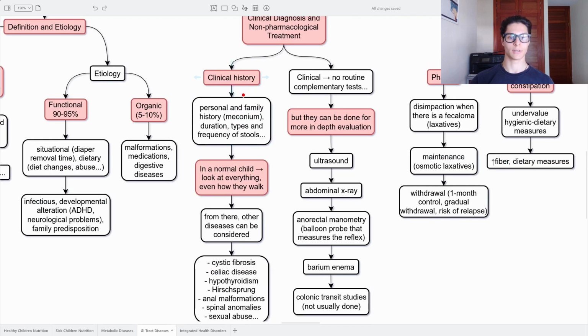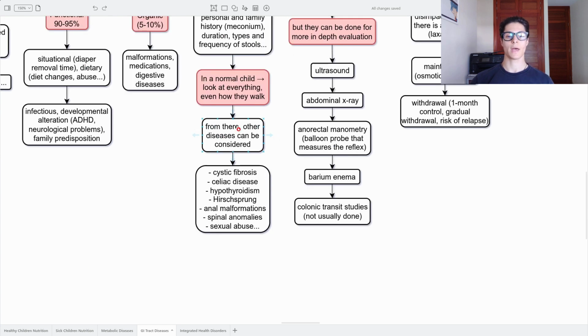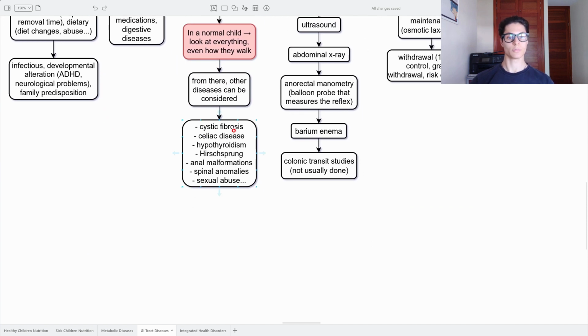We have to take a look at the clinical history, the personal and family history, for example, the meconium, the duration, the types, and the frequency of those feces. In normal children, we have to look at everything, even how they walk, and from there, all the diseases can be considered, such as cystic fibrosis, which we're going to see in this video, celiac disease, hypothyroidism, Hirschsprung disease, anal malformations, spinal abnormalities, and maybe even sexual abuse.